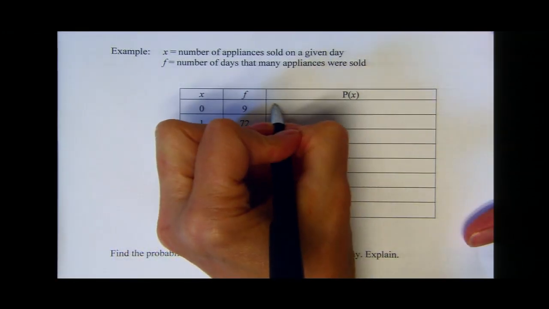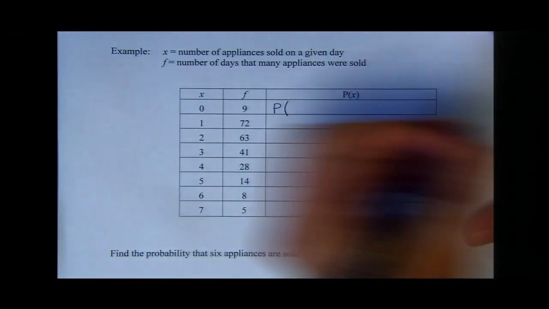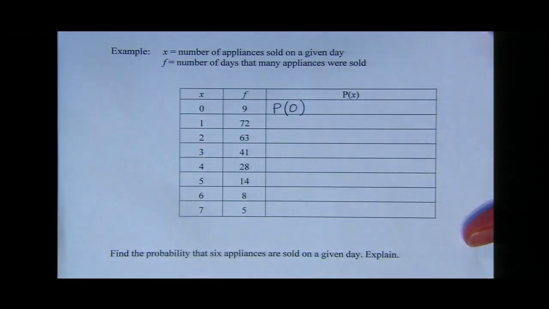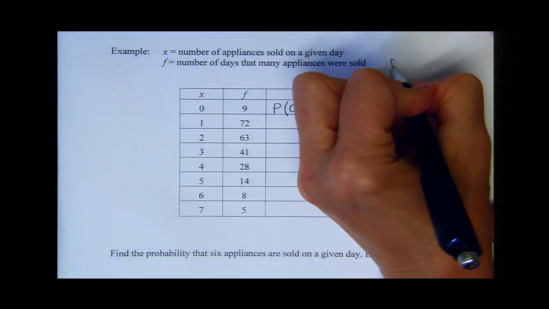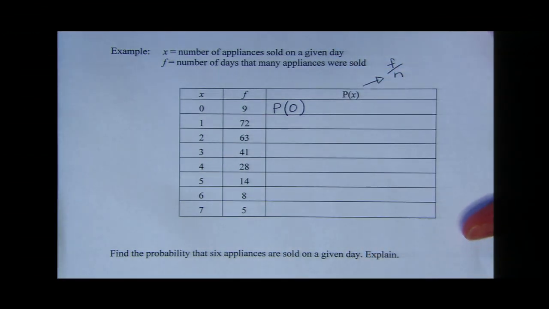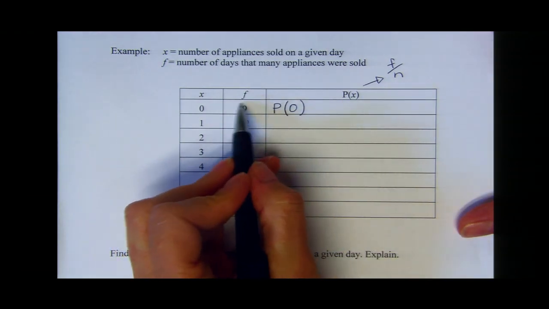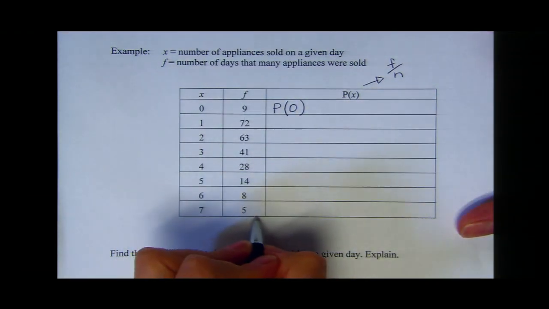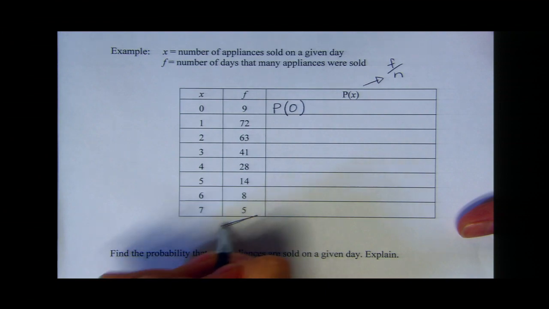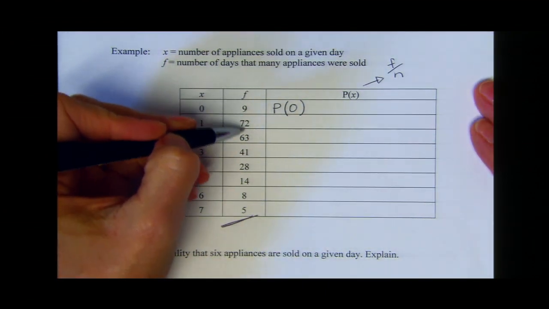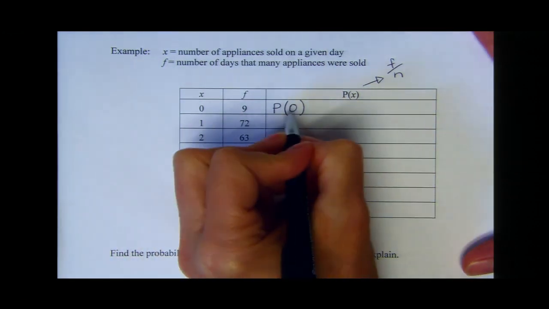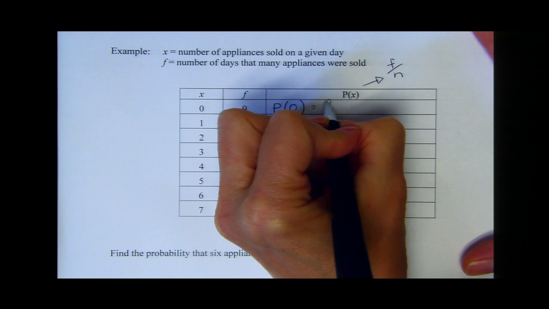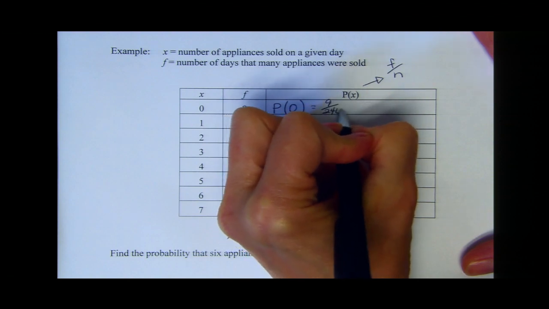So we want to know, what is the probability that when I go into work, I sell 0 appliances? Well, if you recall, for probability we do F over N. So that's your relative frequency. Favorable would be your F. Your N would need to be the total number of days in which this was recorded. So we're going to sum up this column right here, and that equals 240. So the probability of 0 would be 9 days out of 240 that occurred.